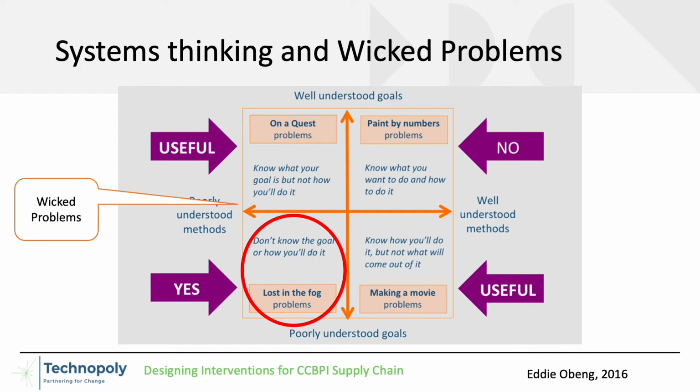For other problems that are well understood and you know what to do, those are what he called paint by numbers. These are the type of problems where you can probably use your problem solving techniques, root cause analysis, or even some advanced techniques like Six Sigma. But when you're dealing with wicked problems, systems thinking becomes a very powerful tool in the way we understand the nature of the problem and what it is really trying to accomplish.